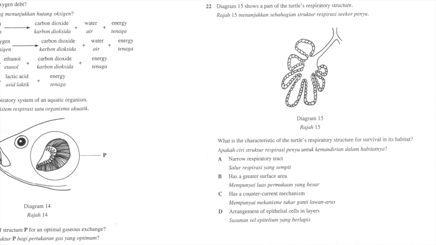Okay, this is show the turtle respiratory structure. What is the characteristic of turtle respiratory structure for survival in its habitat? Okay, 22, the answer is B. Okay, B, has a greater surface area. Okay, so that's the answer. So, bila ada banyak greater surface area, more gases exchange can happen. Okay, so yang ni awak tengok kalau narrow respiratory tract, kalau sempit kuranglah oksigen masuk, betul tak?